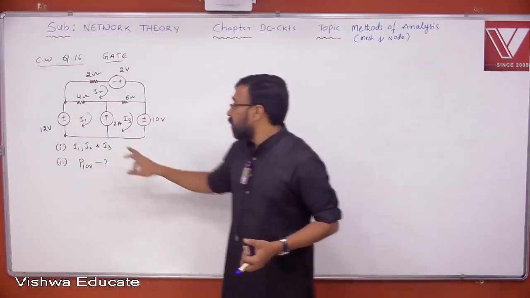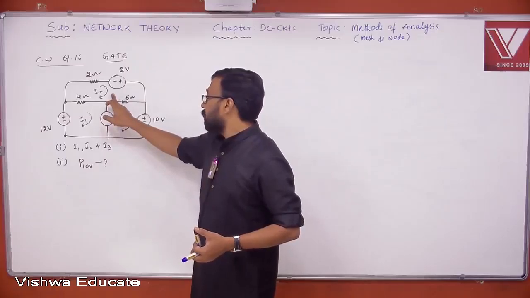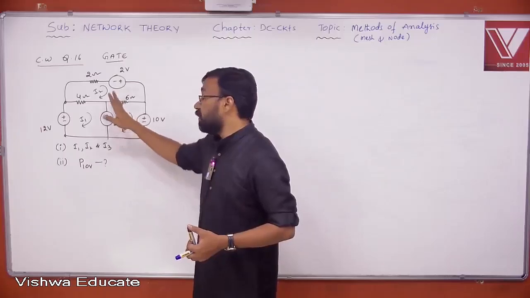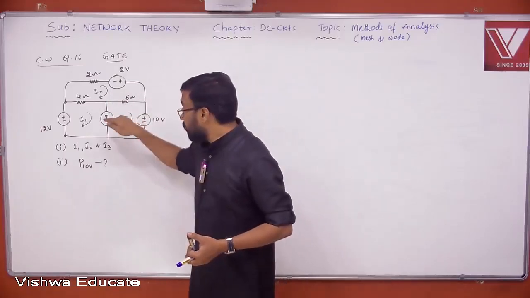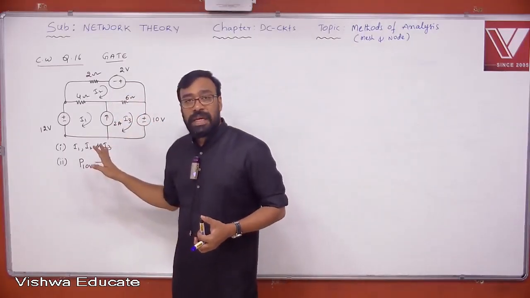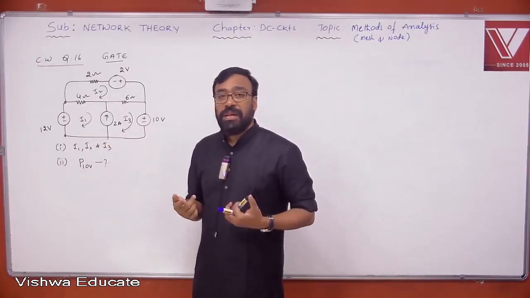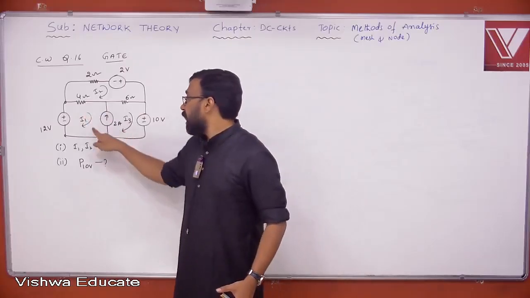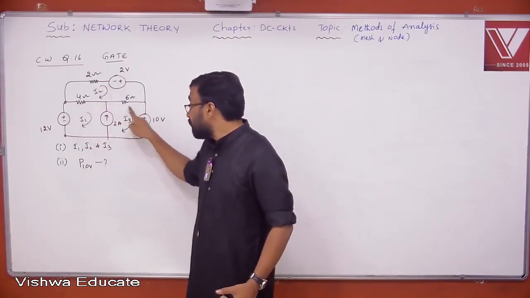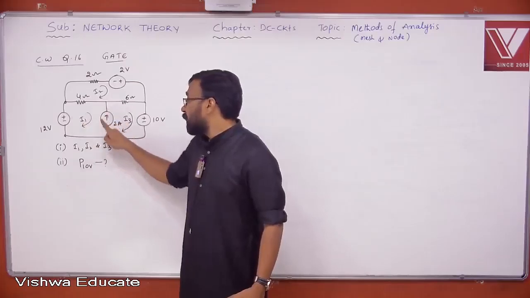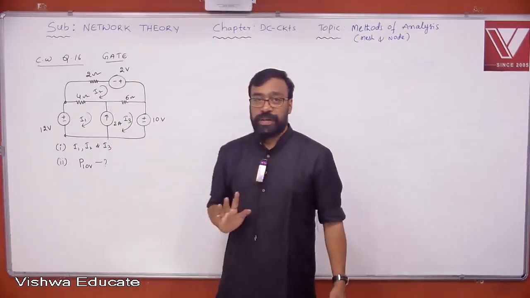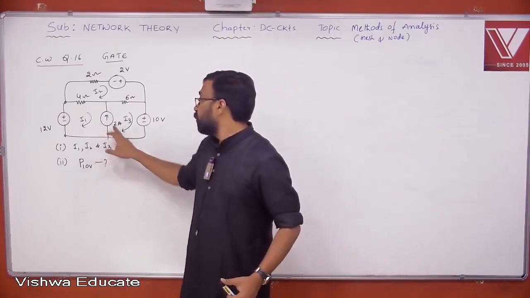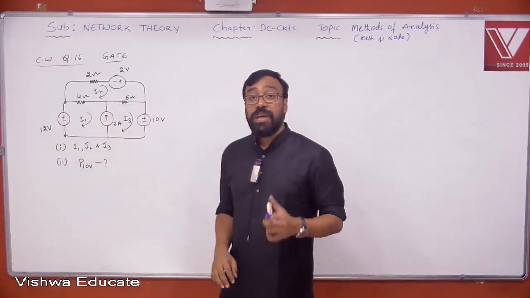If you go for mesh analysis, 1, 2, 3 loops, 3 minus 1, 2 equations. For that, the selection of loop currents must not be like this. But already these currents are defined in the problem. But if you want to get only 2 equations, I1, I2 and I3 must be selected like this, so that this particular current source will experience only one loop current. The minimum number of equations you will get using mesh analysis is 3 minus 1, 2 equations.